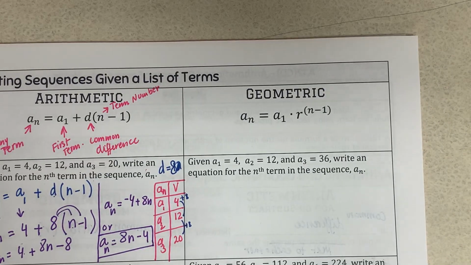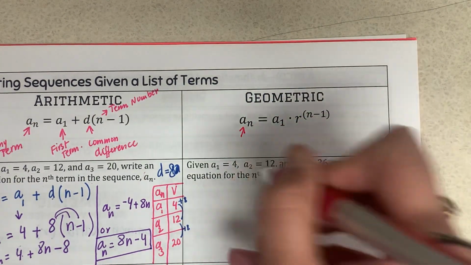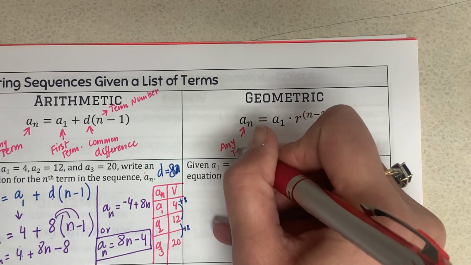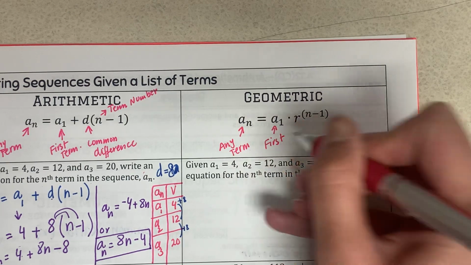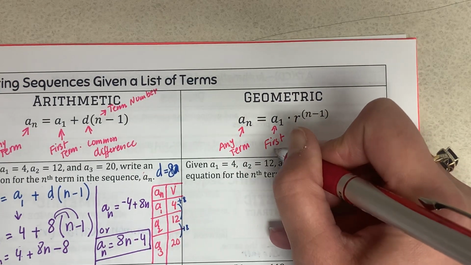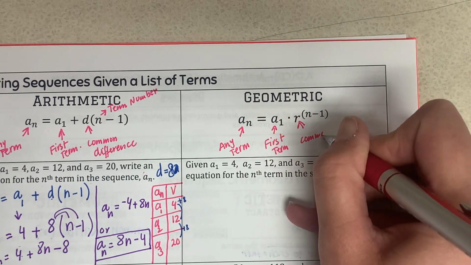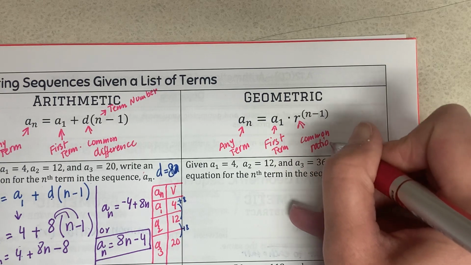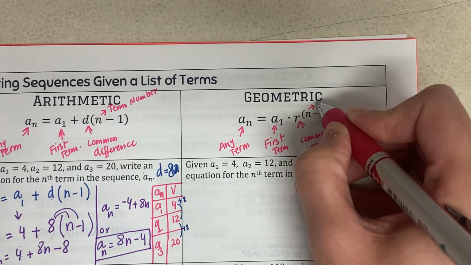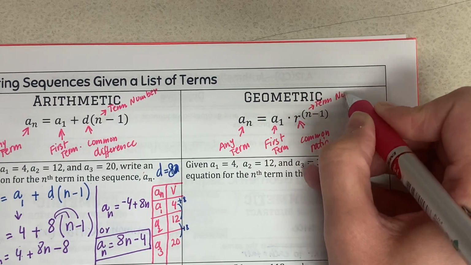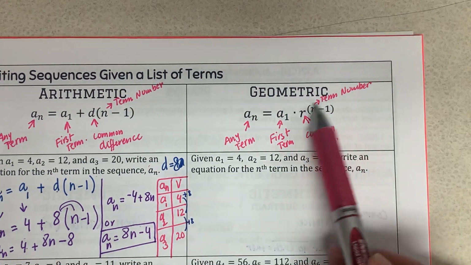Let's move over to geometric sequence. In a geometric sequence, the formula is, this is the any term. I can find any term. A1 is again your first term, the first number of that sequence. R is the common ratio. And notice this is in the power, it's the exponent. N is the term number, and this is in the exponent.